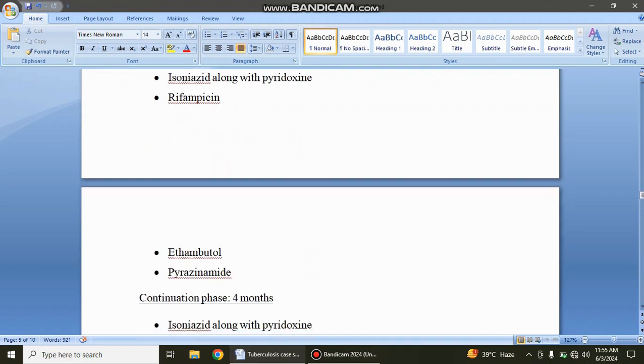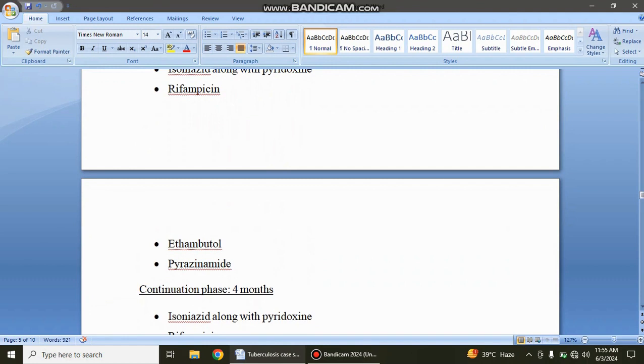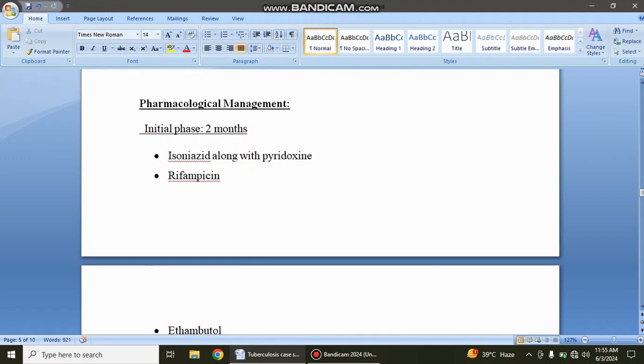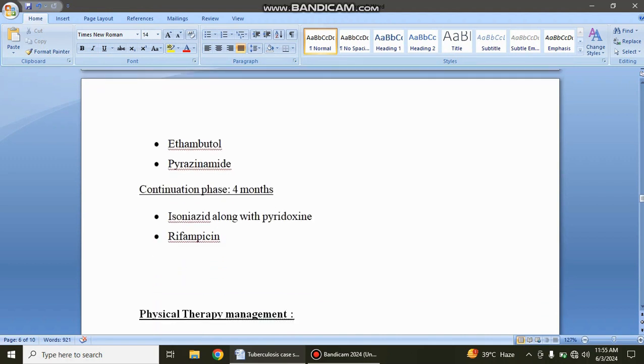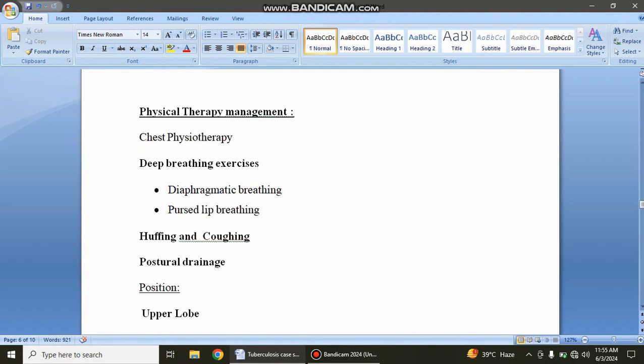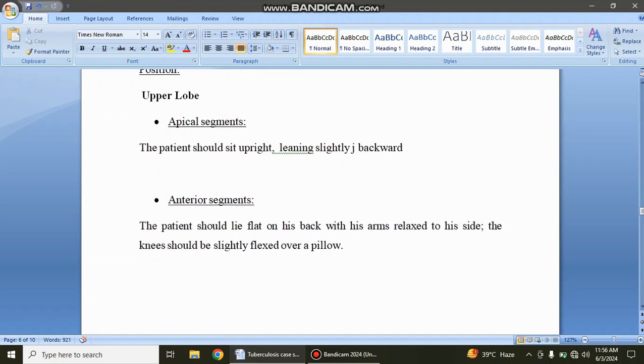Number 2, rifampicin, which is very common, ethambutol and pyrazinamide, and these are the medications of the initial phase. And then the continuation phase comprises 4 months, and isoniazid along with pyridoxine and rifampicin is administered to the patient. Physical therapy management includes chest physiotherapy and deep breathing exercises, which include diaphragmatic breathing, pursed lip breathing, and then huffing and coughing, postural drainage, and positioning.